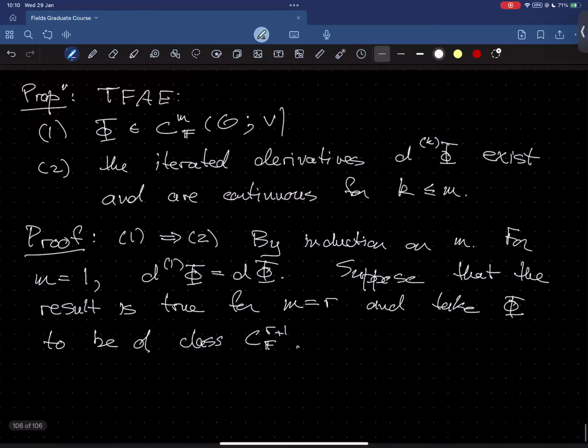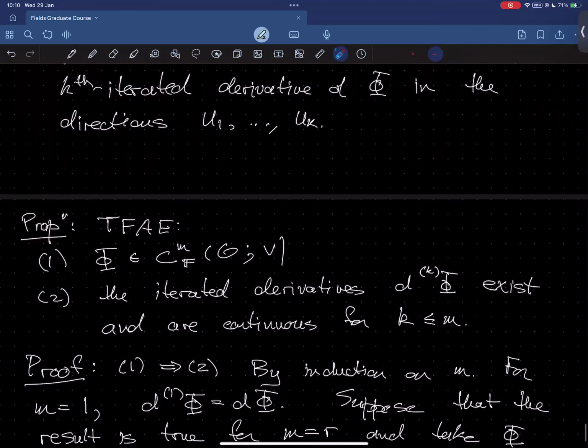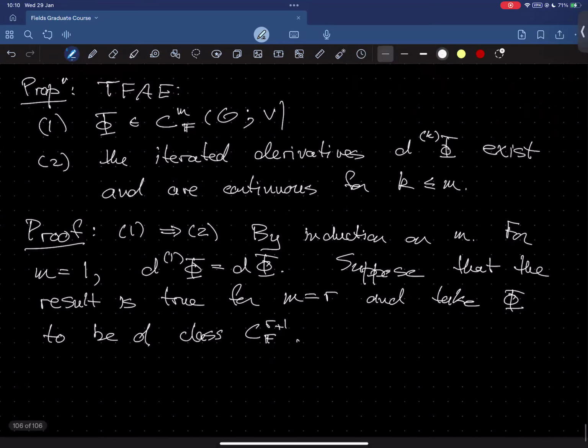Okay, so then I need to show that these iterated derivatives exist for k less than or equal to r plus 1. All right.